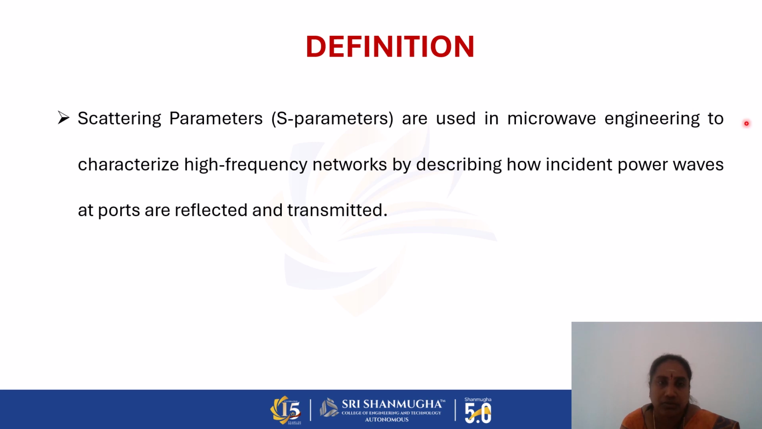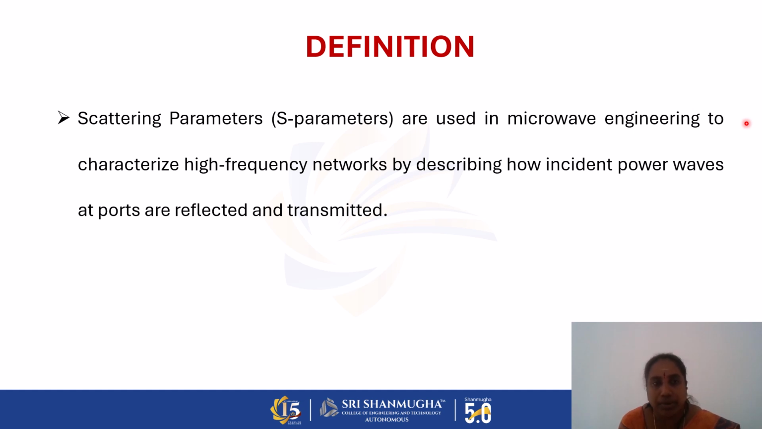So, why do we go for scattering parameters? Generally, in low frequency ranges, we measure the power levels in terms of voltage and current. But in microwave frequency ranges, we measure only the total power, that is P equals V into I. Microwave frequency ranges are high, from 300 megahertz to 300 gigahertz, but in low frequency ranges we utilize frequencies below 300 megahertz.